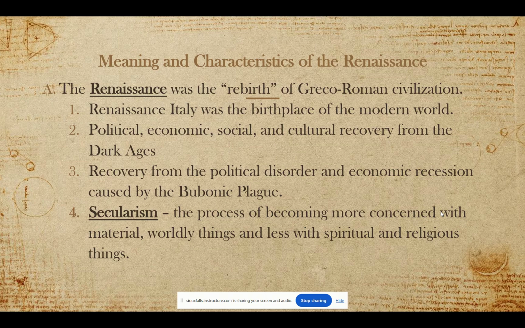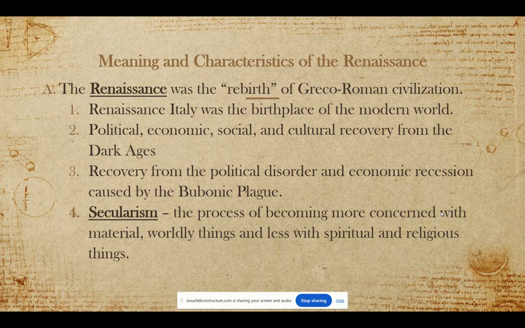When people study the Renaissance, we most oftentimes associate it with the great artistic movements, right? The Leonardo da Vinci, the Michelangelo, the Raphael. And that is a big deal, and we're going to focus on it. But I think even more important is how things changed culturally from the Dark Ages into the modern world. And the first word that we're going to focus on here is secularism.